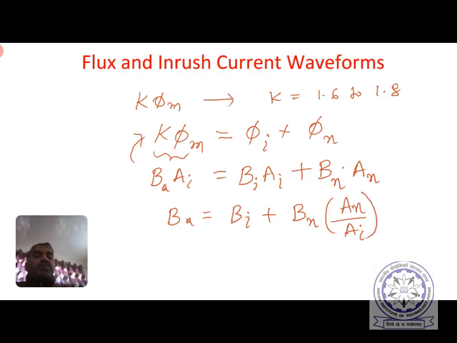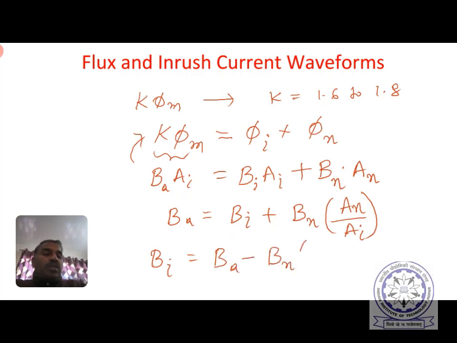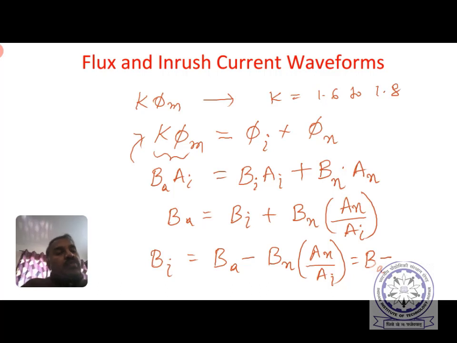Okay. Then Bi equals (Ba minus Bn) into An by Ai. This also can be written as Ba minus Bn, non-magnetic path, which is linear actually, equals mu naught times H if you substitute, so Ba minus mu naught H into An by Ai.